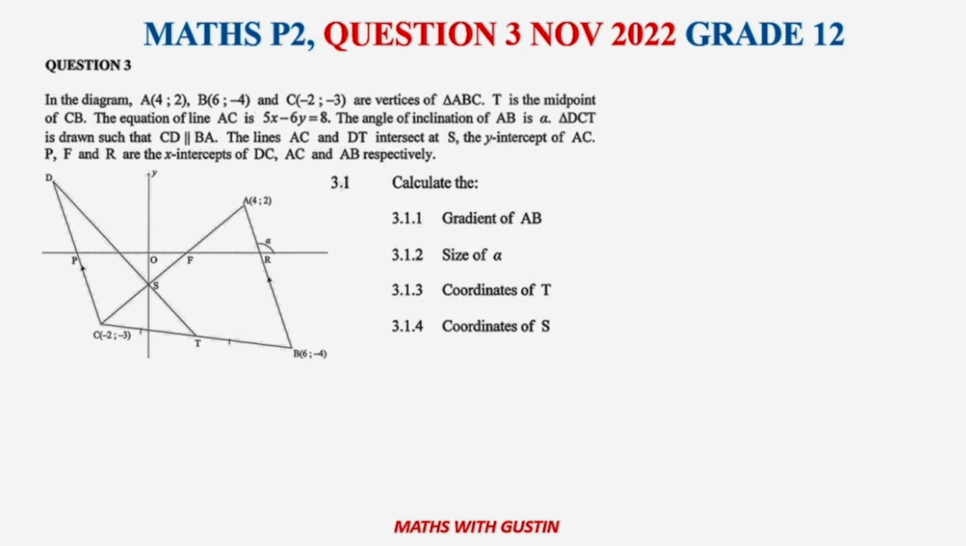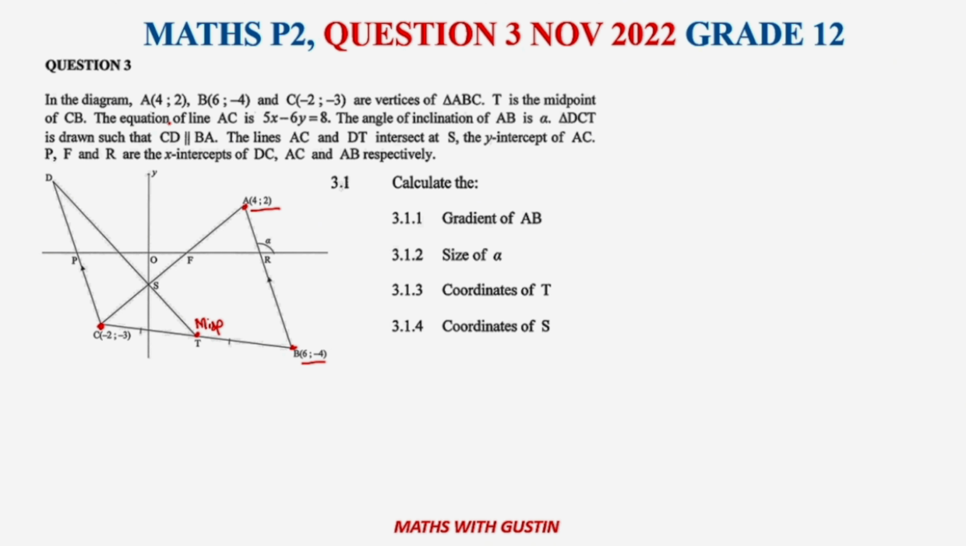Now let's go ahead and read the question. It says in the diagram we've got A at (4, 2), X and Y. Then we've got B, and we see that B and A are on the same line. C is the vertex of the triangle. So they've just given us this as a triangle. T is the midpoint of CB. I'm just going to put M, for midpoint, so that I don't forget this one.